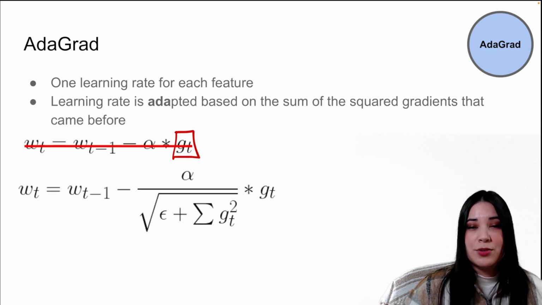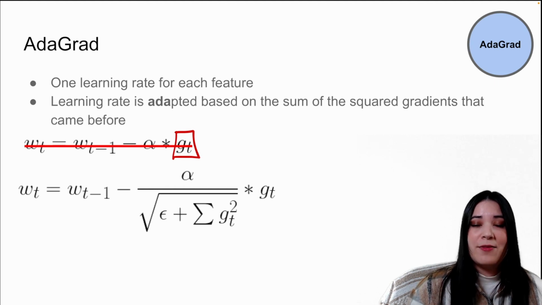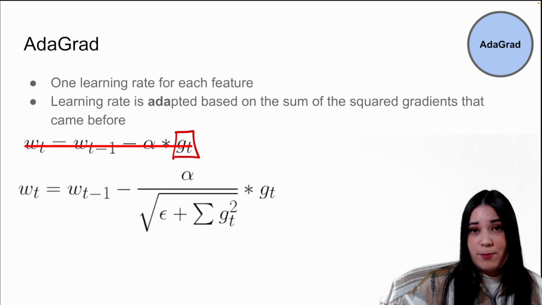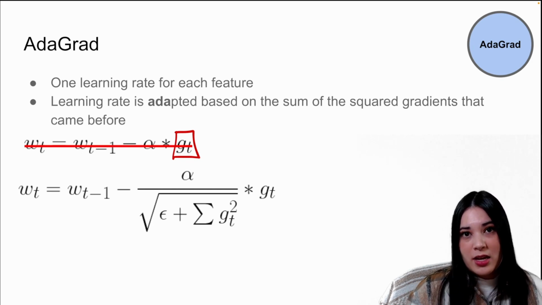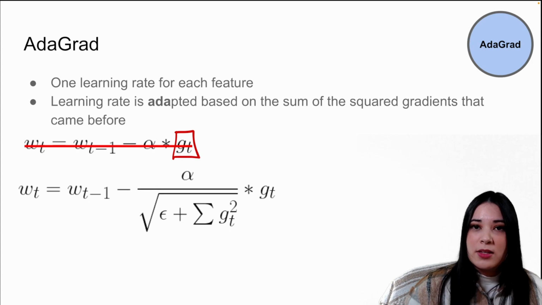Eta grad introduces two really useful updates. First, we actually have a different learning rate for each feature. That means that different parameters in our model can have big steps and other ones can have smaller steps. Next, our learning rate is adapted, that's where the eta in eta grad comes from, based on the sum of the squared gradients that came before.